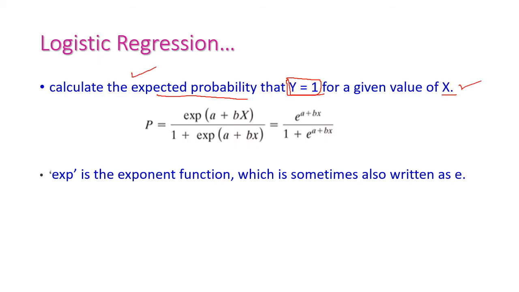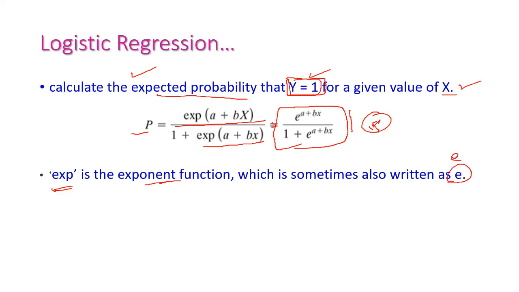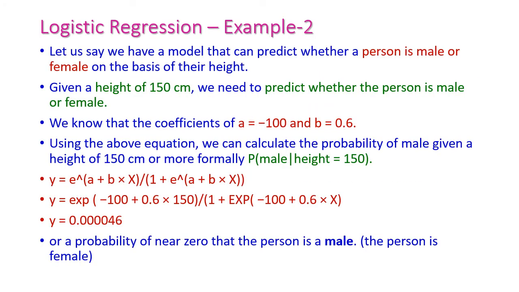So y equal to 1, what is the probability for that? The probability of y equal to 1 is equal to exp of a plus bx divided by 1 plus exp of a plus bx, which is equal to e power a plus bx divided by 1 plus e power a plus bx. So this is the formula. And exp is the exponent function, which is sometimes also written as e, that we know very well.